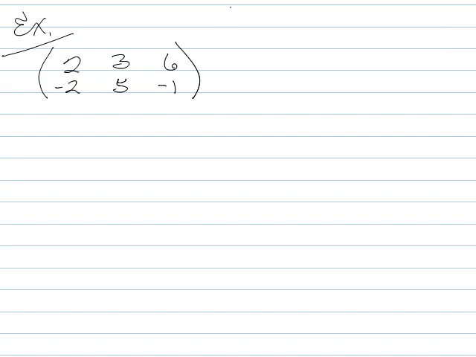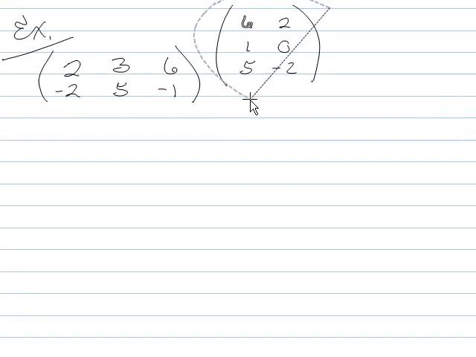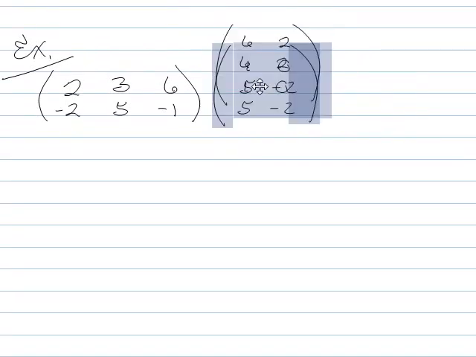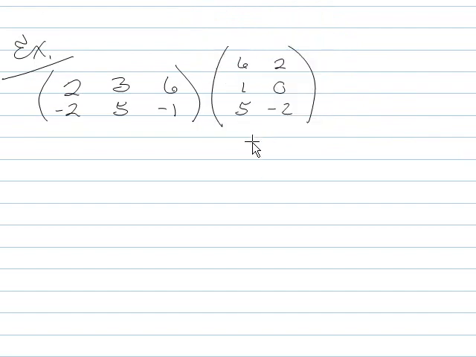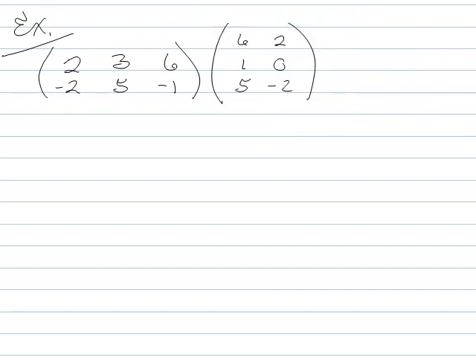And I want to multiply it times 6, 2, 1, 0, 5, -2. Oops, I made that the wrong size. So, oops, slow it down. There. Okay. So I want to multiply these out.